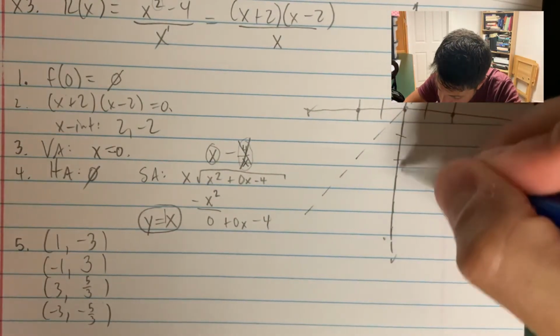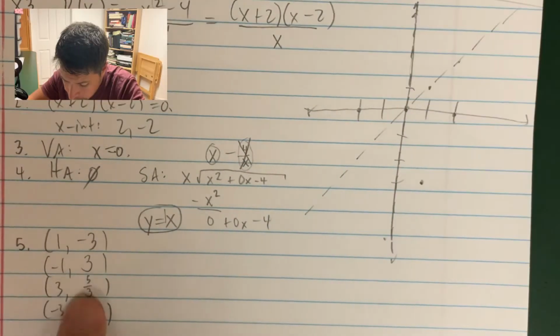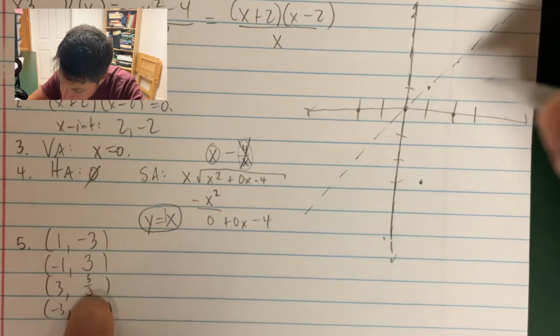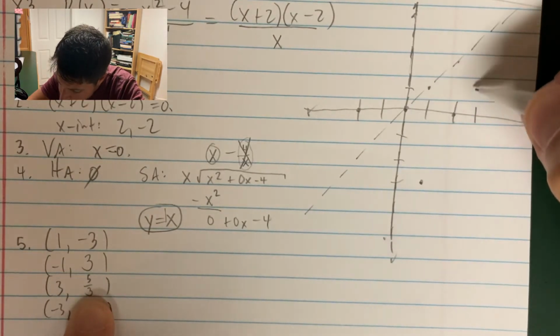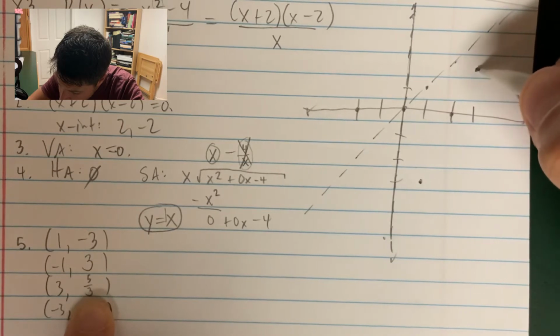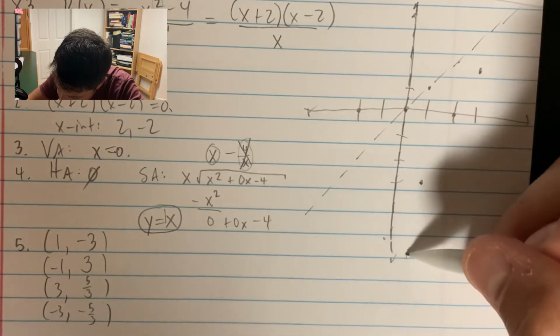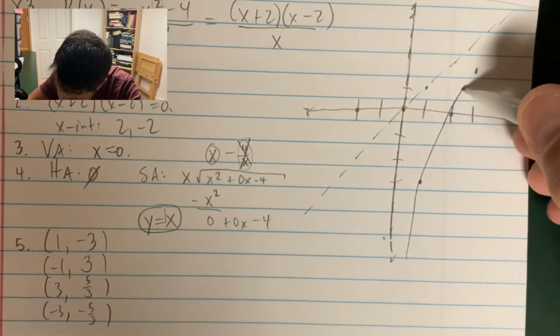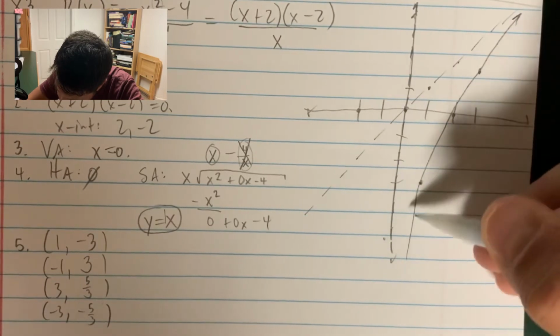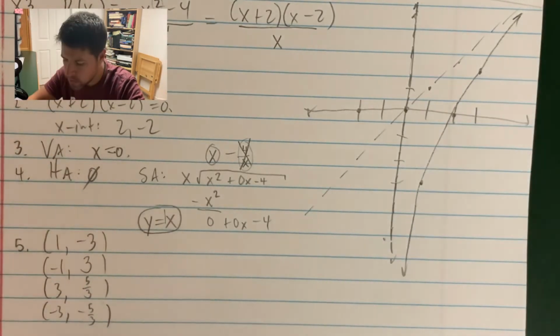1, -3 is going to plot down here. And then -1, 3, and 3, 5/3. 5/3 is what? 2 and a little bit more. So there's 1, 2 and a little bit more. So it looks like I have these three points which go through like this, and it's going to approach my slant asymptote and my vertical asymptote like that.